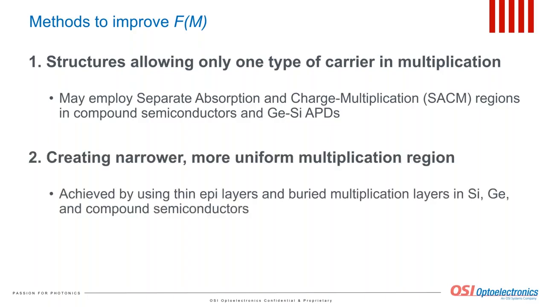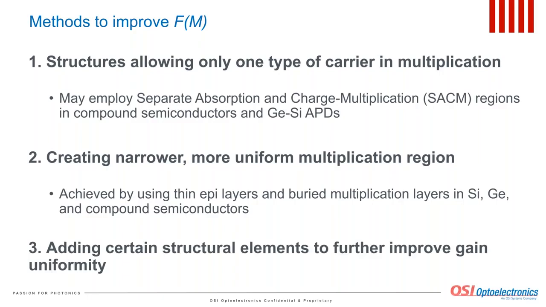The other option is creating a narrower, more uniform multiplication region. This could be achieved by using thin epi layers and buried multiplication layers in silicon, germanium, and compound semiconductors. And also adding certain critical elements will further improve the gain uniformity. Let's consider a few examples.